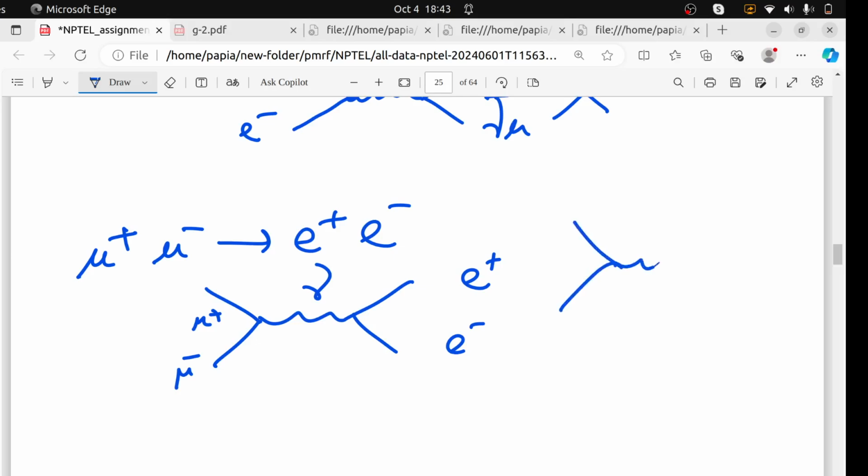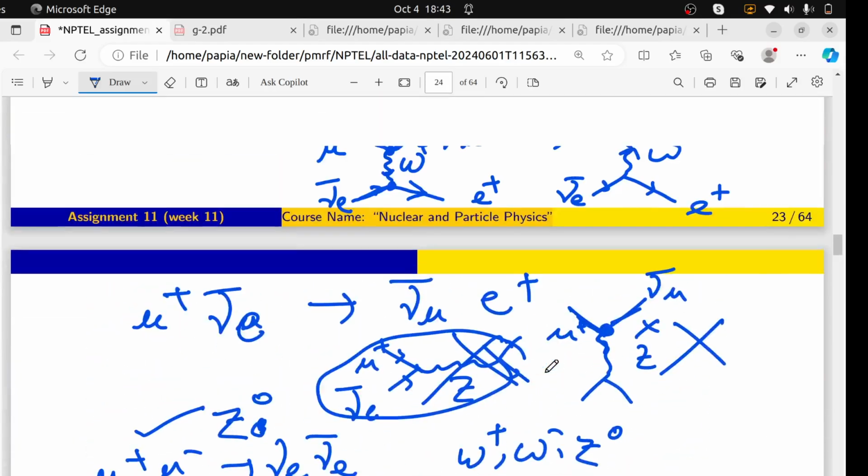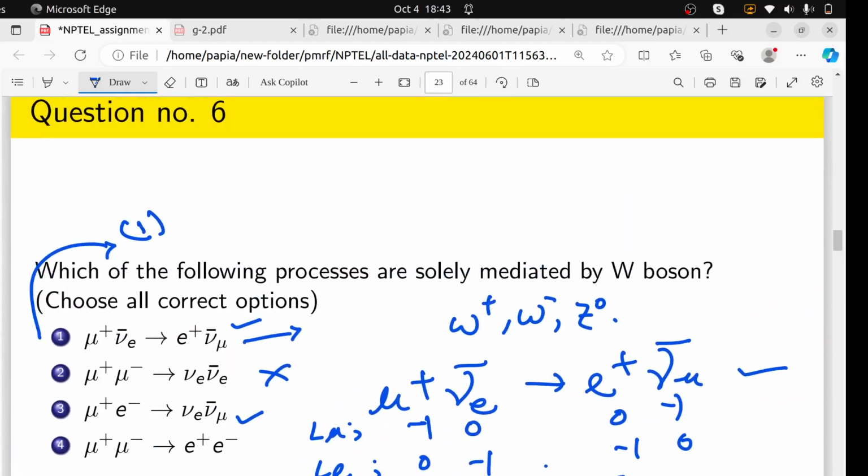Again, this can also be possible: mu plus, mu minus, E plus, E minus, Z. That can also be possible. But this type of process will not happen because mu plus cannot go to E plus. That is not correct. Now only these two can happen, but among these two, no one is W. So again, option number 4 is not correct. Okay? So the correct option will be 1 and 3.